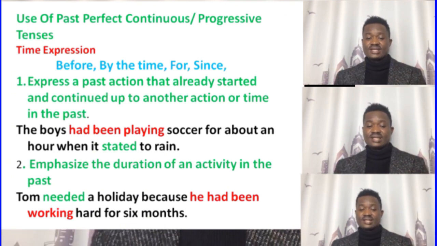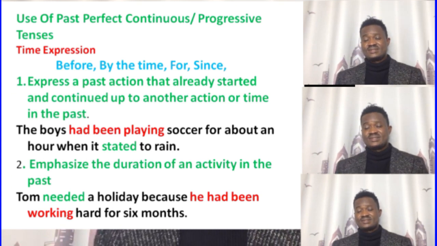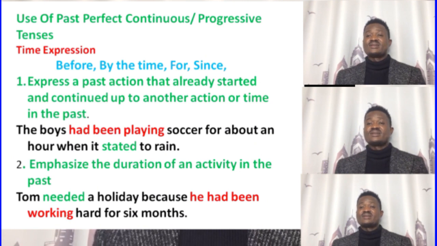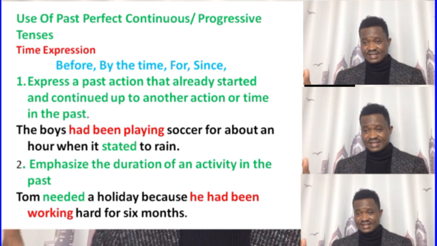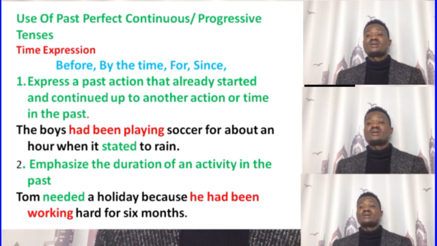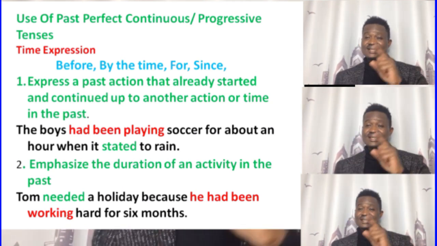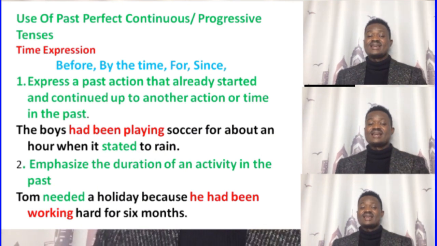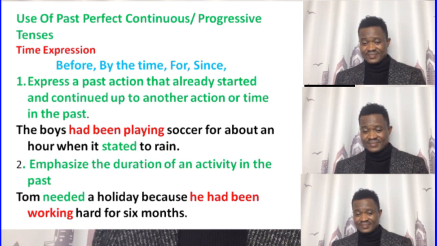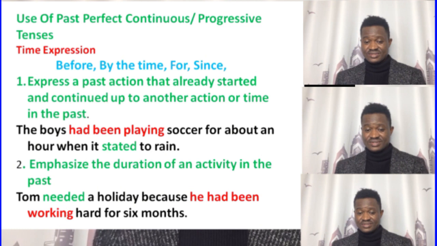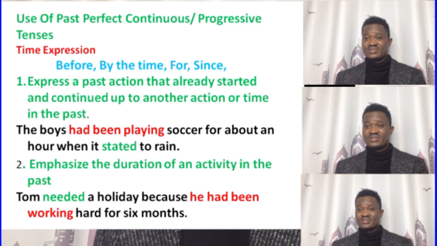So he had been working hard for 6 months. For 6 months, this is the duration. That's why, because he had been working hard for 6 months. Tom needed a holiday because, that is the main clause. He had been working hard for 6 months, that is the subordinate clause. You've got to see the duration there: for 6 months. And for indicates a period of time.